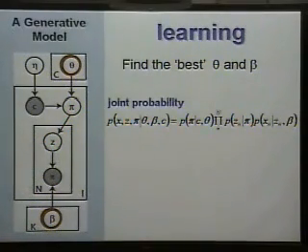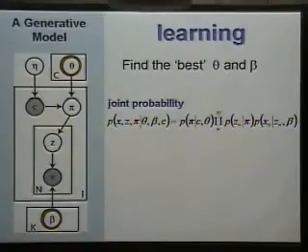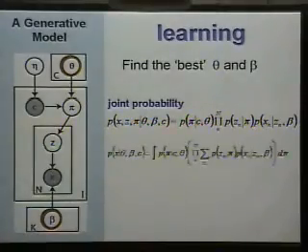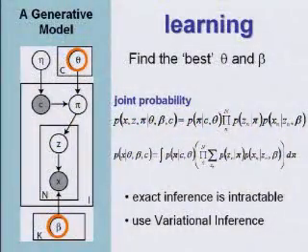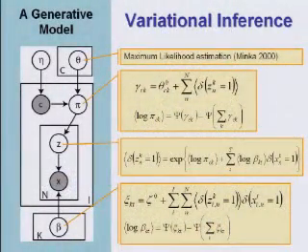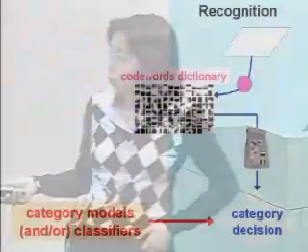I'm going to skip this quickly. We can write down the joint probability of this graphical model, and exact inference is intractable, so we're going to use variational inference, and we have derived all the variational equations for this, and it's in the paper and so on. So basically, using this bag of words representation, we have formulated this graphical model for this particular task, and we have learned the model parameters.